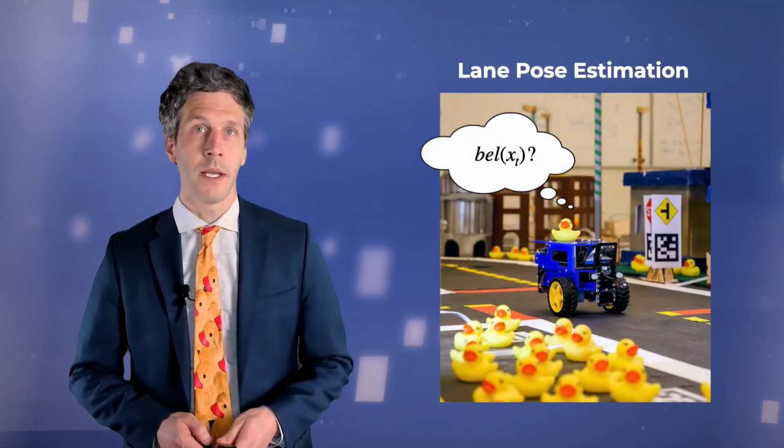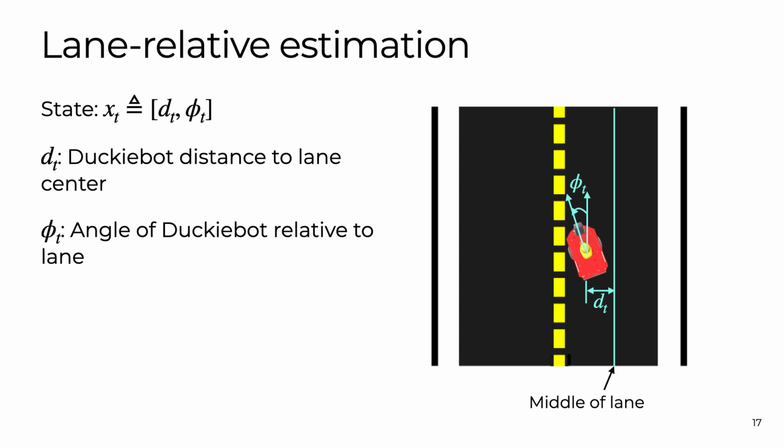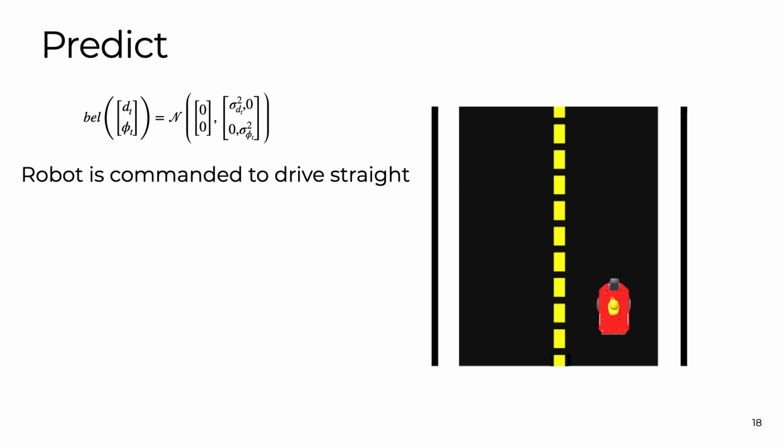Let's see how this would work with an example. Here's our Duckiebot sitting on the road in Duckietown. For now, we're only going to concern ourselves with the Duckiebot's angle relative to the lane and its orthogonal distance to the center of the lane. We know that we initially placed the robot in the middle of the lane pointing straight down the road. We can initialize our state with low covariance. Now suppose that we command the robot to drive straight for some period of time. The robot might not drive exactly straight because of noise in the system.